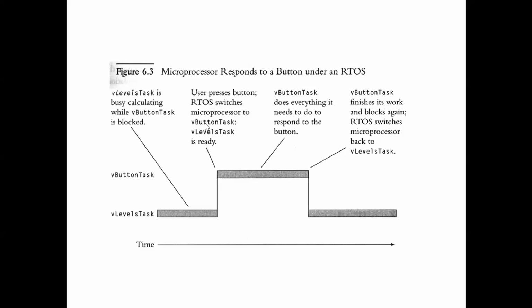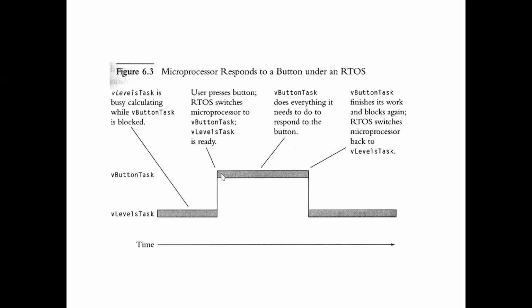So in the second instant, whenever the user presses the button, RTOS switches the microprocessor to the button task since its priority is higher than the level task. Right now the button task is in running state and your level task is in ready to run state, because it is not completed still. Now this gray area shows that the button task does everything it needs to do to respond to the button. That is, once the button is pressed, what is our task? You display the levels of all the tanks on the LCD. So whatever things you require, that is done in between.